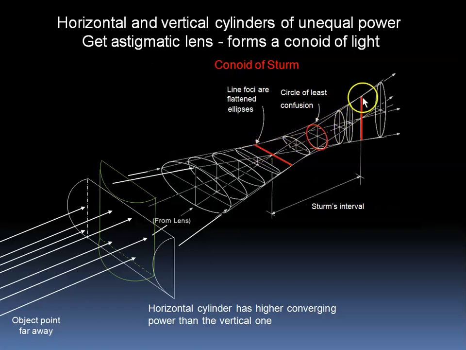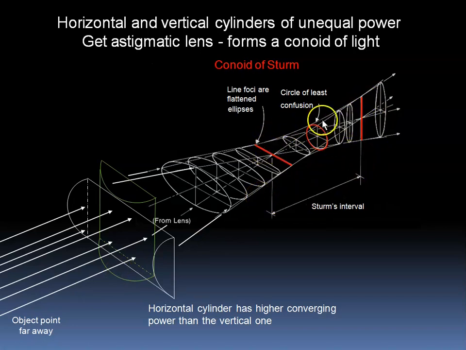We can see that at this point, the weaker vertical cylinder has finally converged the horizontal axis until there is no horizontal distance, only a vertical line remains, and then it starts expanding beyond that. We have the horizontal line here created by the horizontal cylinder, and we have the vertical line here created by the vertical cylinder. This is called Sturm's interval.